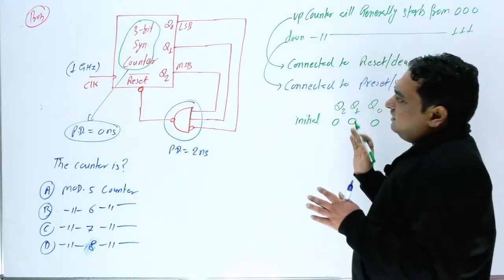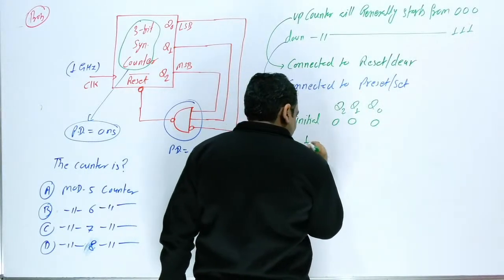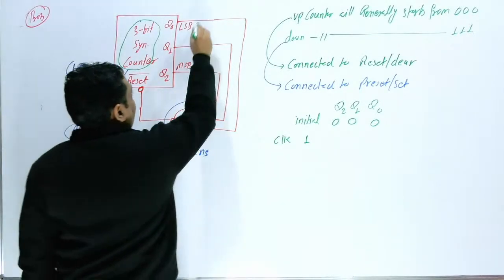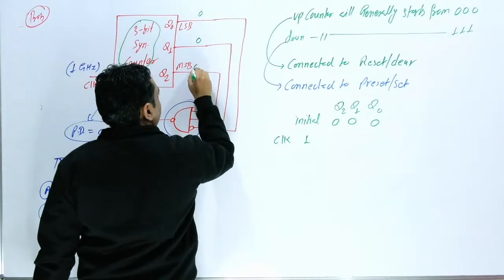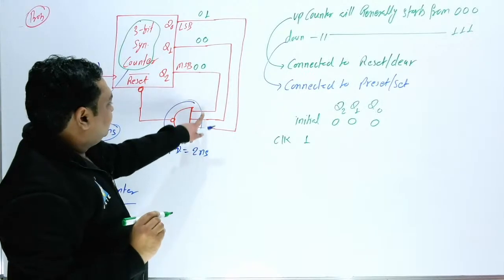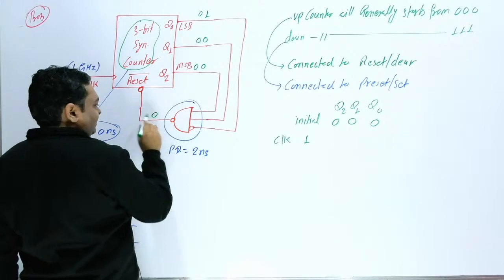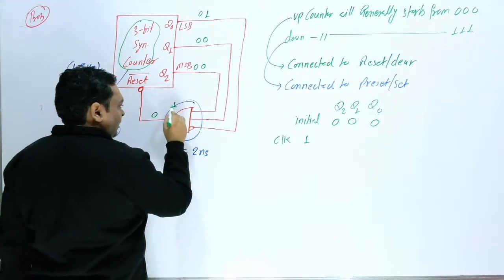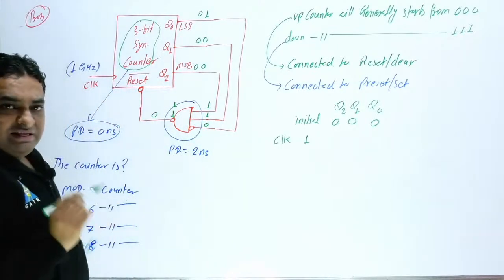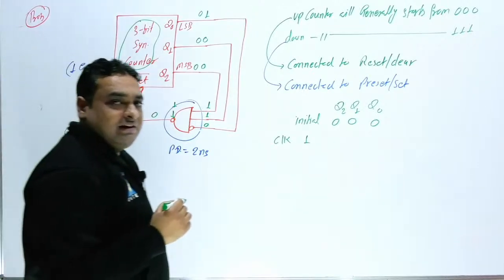Suppose this was initially reset to 0 0 0, then we apply the first clock. When you apply clock 1, what will happen? You get 0 0 1. Initially this is 0 0 0, then this is 0, this is 0, this is 1. When this is 0, the reset input is 0, and here you will get 1. So in this case you will get a reset.